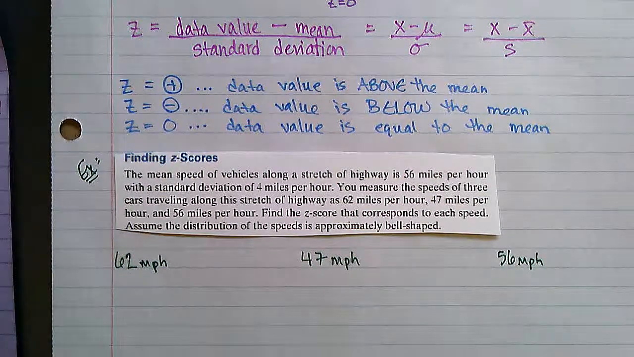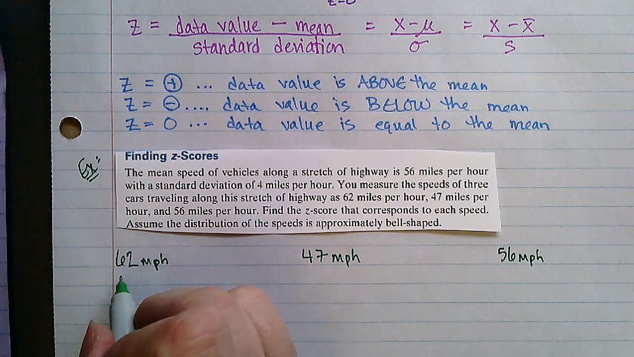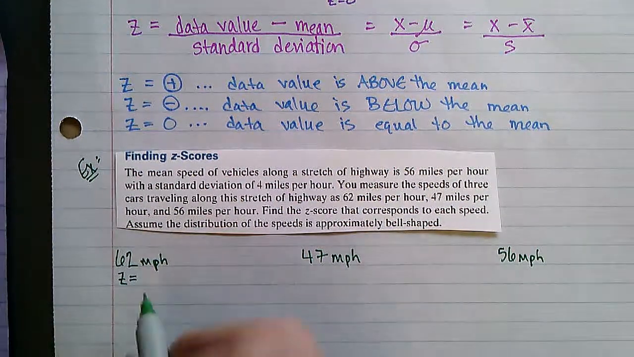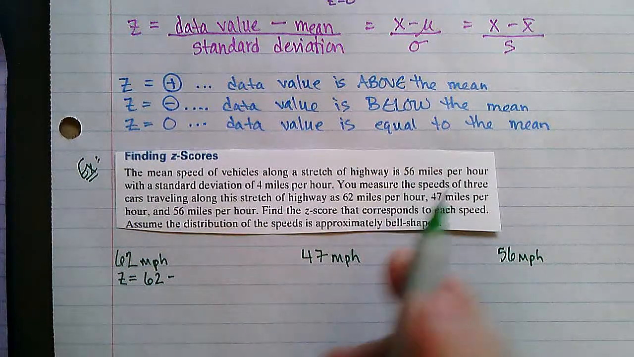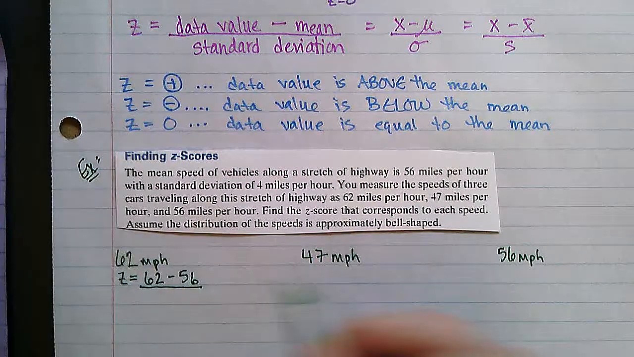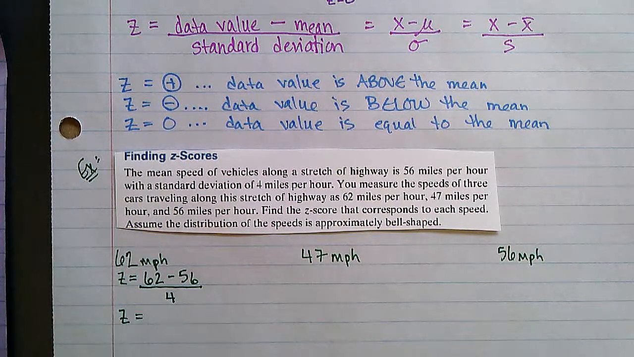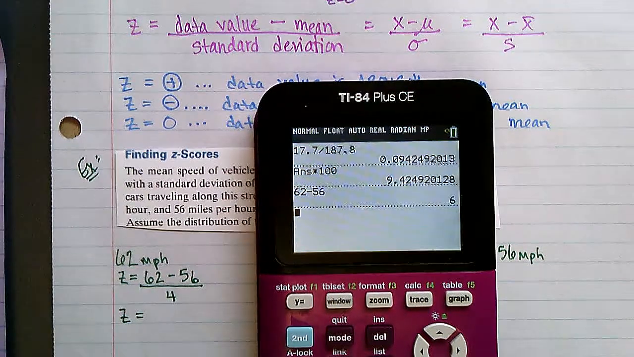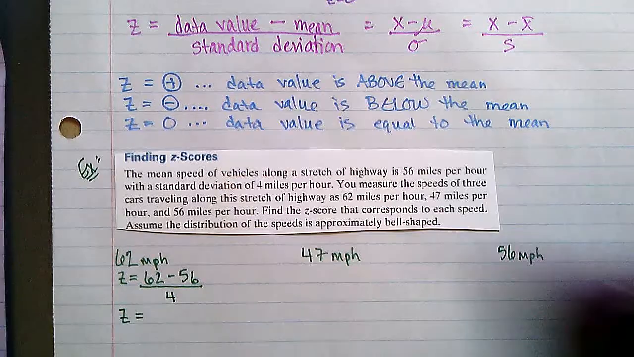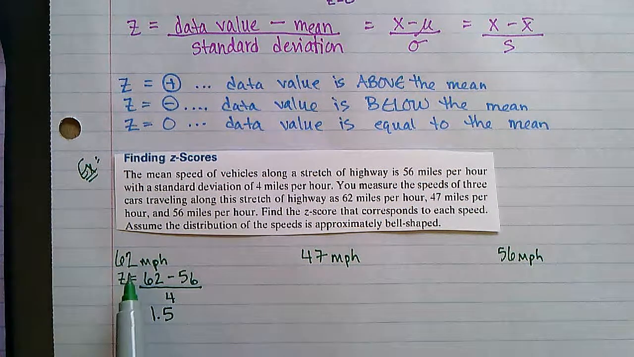So the formula for z-scores is to take the data value minus the mean, divide by standard deviation. So for 62 miles per hour, z would equal the data value, which is 62, minus the mean, which they said was 56, divided by the standard deviation, which was 4. So our z-score would be 62 minus 56, divided by 4, which is 1.5. So what that tells me is that this data value of 62 miles per hour is 1.5 standard deviations above the mean.